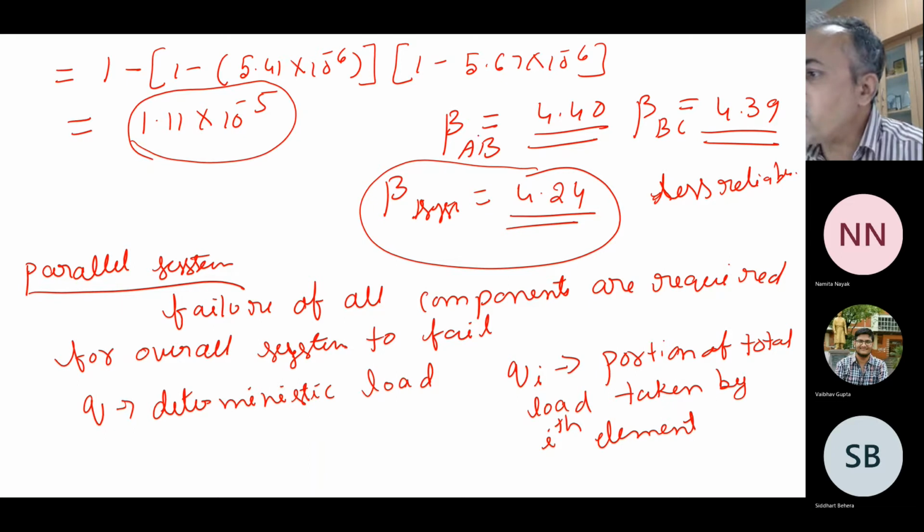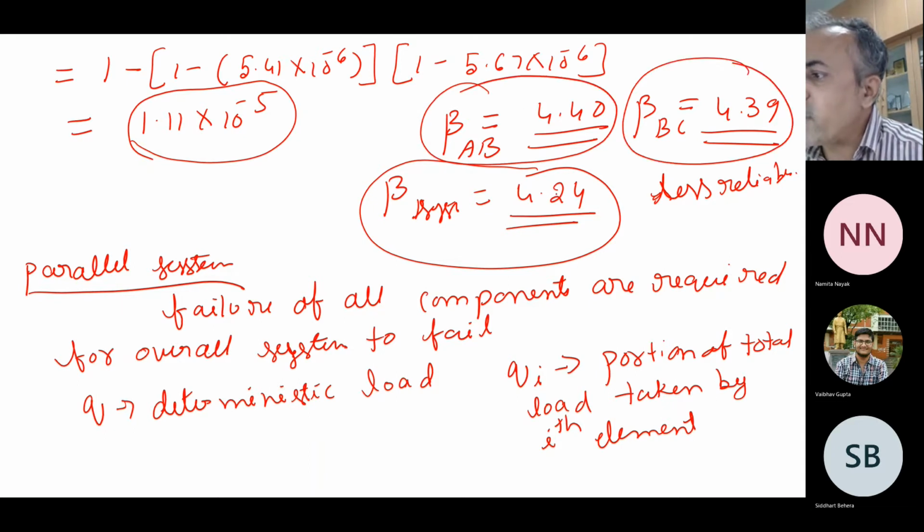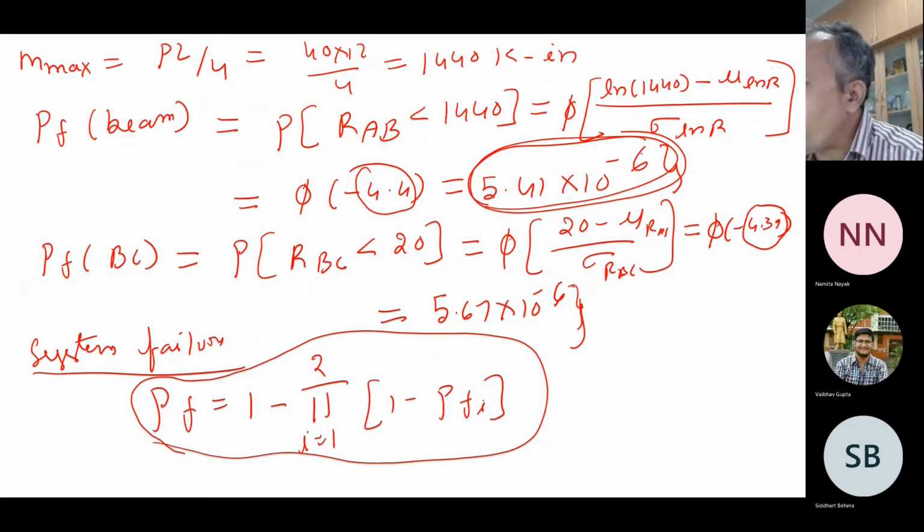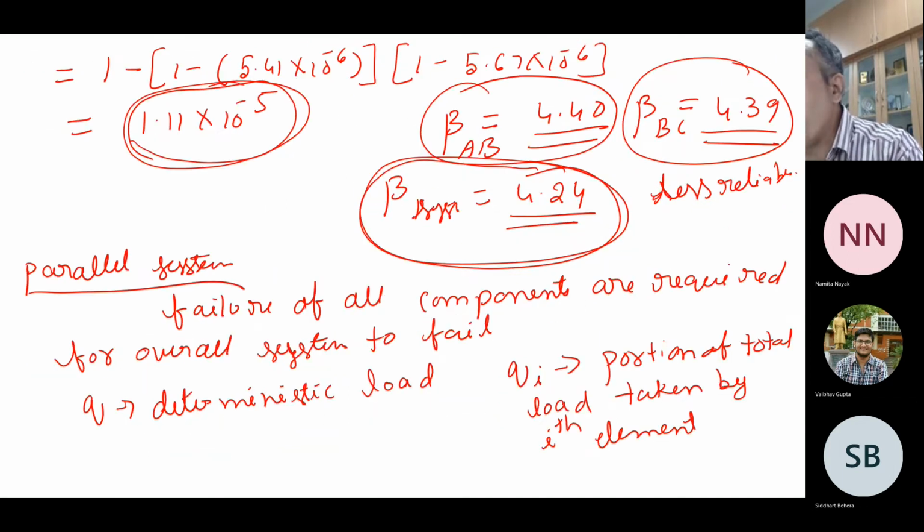See, now this problem we said, no, AB is 4.5, BC is 4.39, and this is 4.24 actually. Or if you talk in terms of probability of failure, the system probability of failure is 1.11 into 10 to the power of minus 5. The individual ones are 5.41 and 5.67 actually. So the overall system probability. So if you want to decrease the system probability, how much can you decrease?